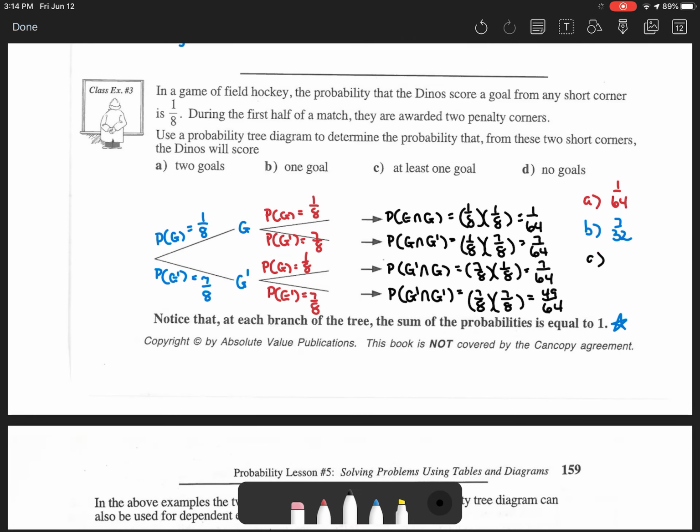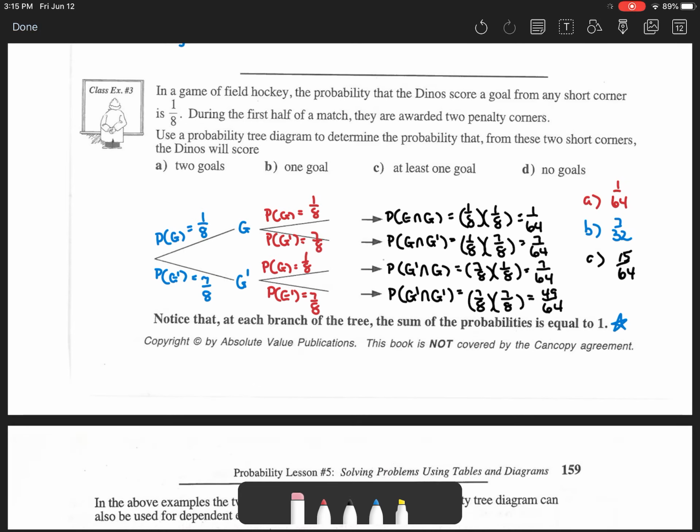Now, at least 1 goal. So this is C, at least 1 goal. So what does that mean? Well, that means I can score 1 goal or I can score 2 goals. So there's 3 scenarios there, aren't there, where I score at least 1 goal. I score 1 goal twice and I score 2 goals once. So I add those 3 probabilities together. So there's 2 goals, there's a goal, there's a goal. So I have to add those 3 together. So 1 out of 64 plus 7 over 64 plus 7 over 64. Okay, that totals 15 over 64, and you can't reduce that.